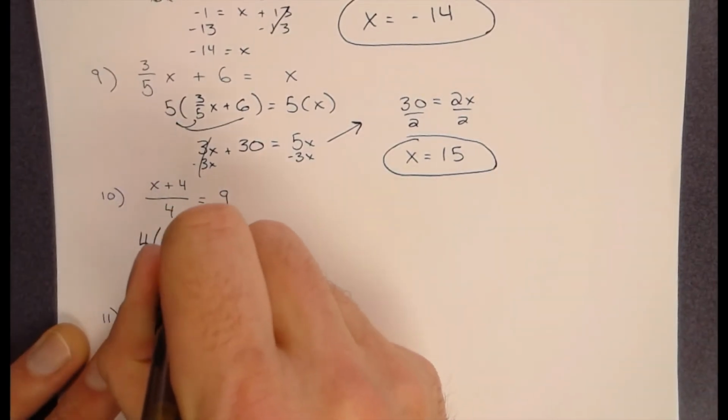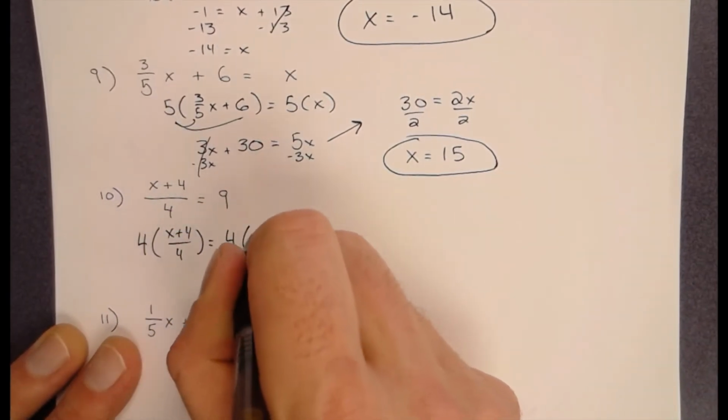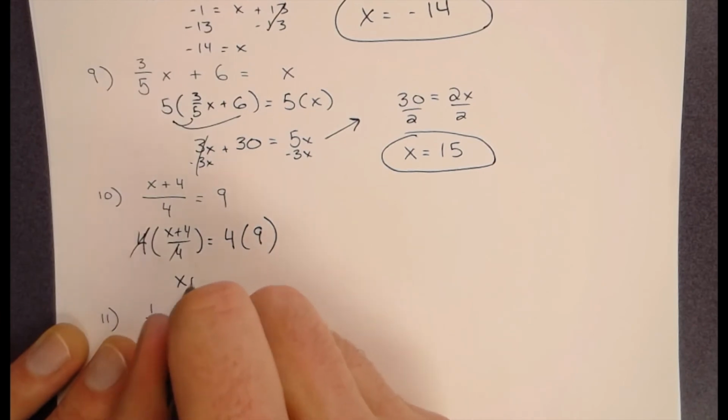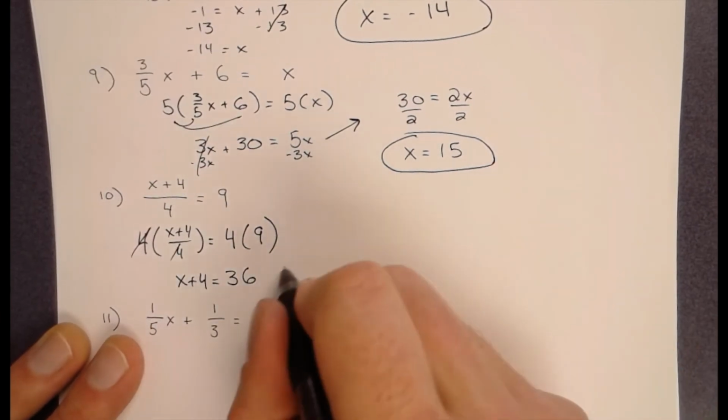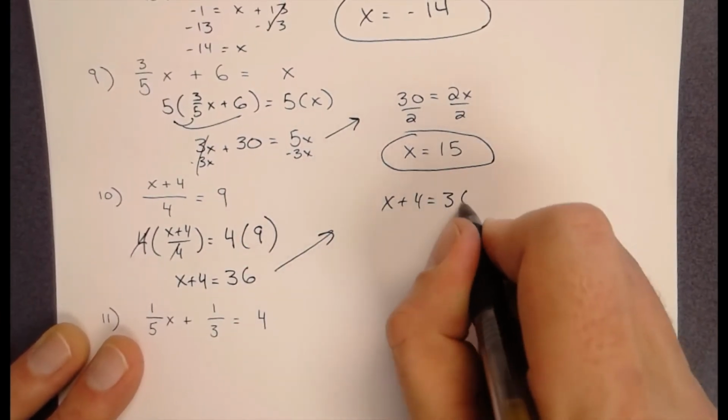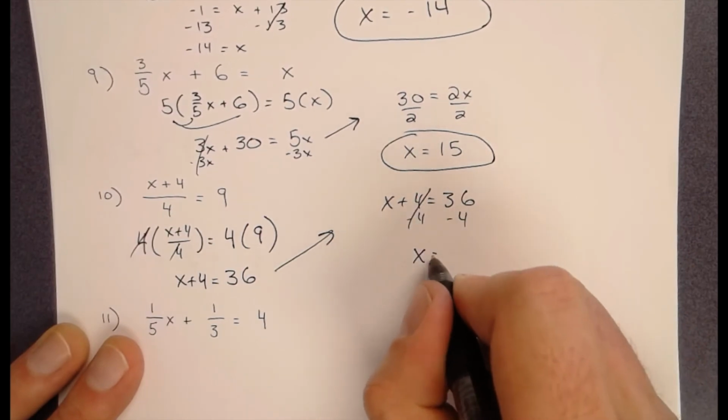Now when we multiply 4 times both sides of this equation, on the left the 4 is just going to cancel out with the denominator. Times 4 divided by 4 cancel out. Don't forget to multiply the right hand side by 4.